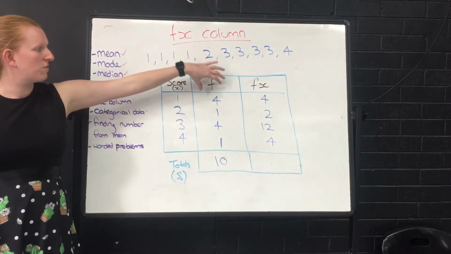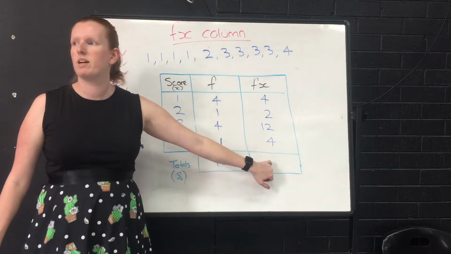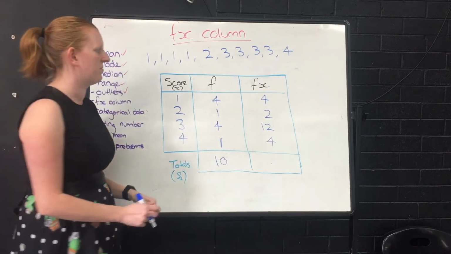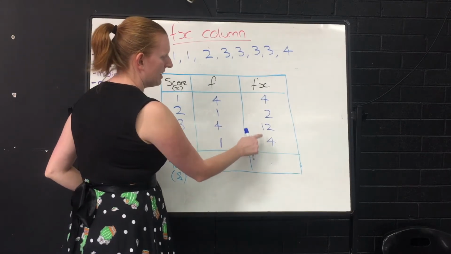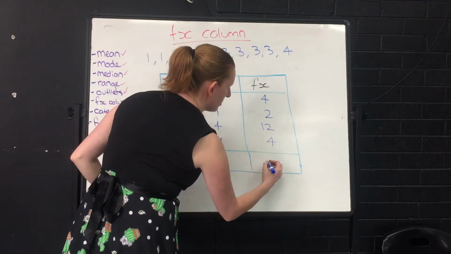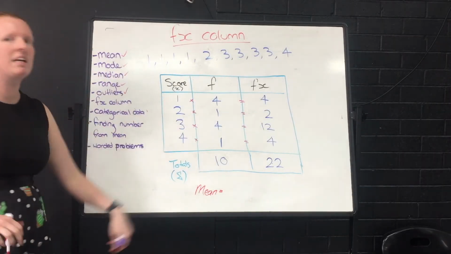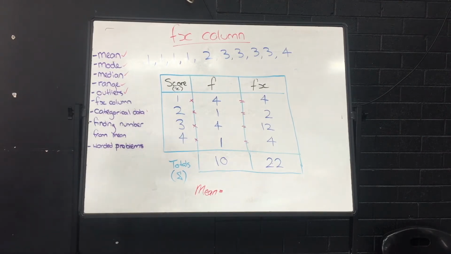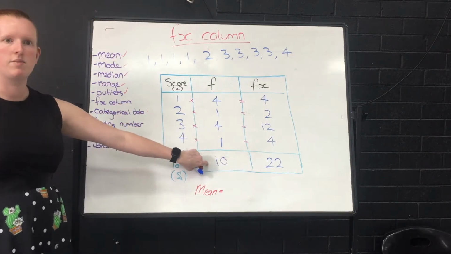So my total from this column goes underneath. And what about in this box? What do you reckon is going to go in this box? Awesome. 4 plus 2 is 6. 6 plus 12 is 18. 18 plus 4 is 22. Well done. Great. So I want to find the mean of all this. All I have to do is take what's in this box and divide it by this box.